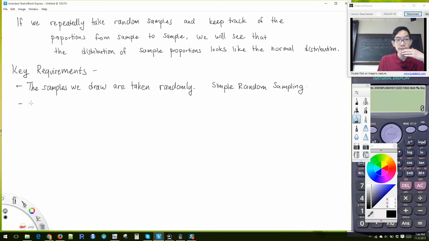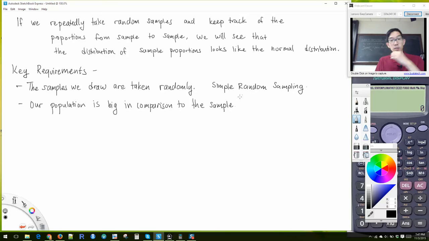Another key is that our population is big in comparison to the sample. So what this means is that the population has to be over 10 times bigger than our sample. Or maybe I should say at least 10 times bigger than our sample.